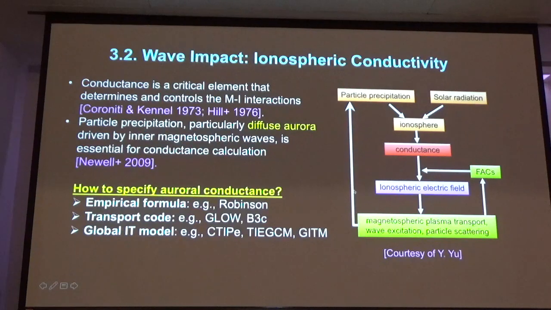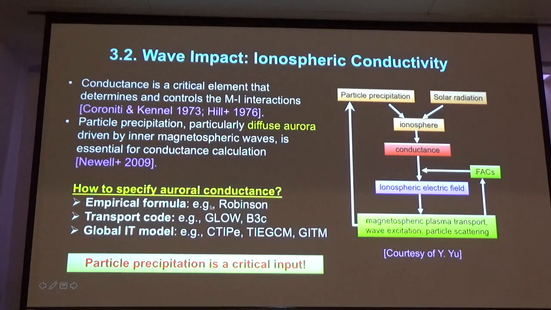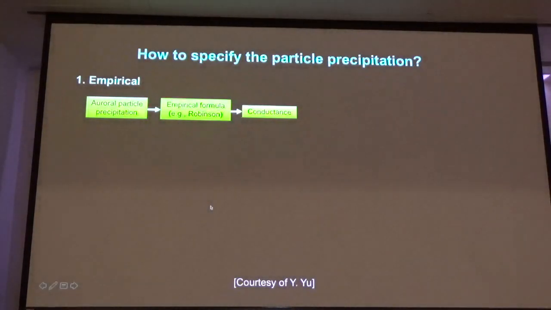And then the next question is how to specify the aurora conductance. There are three different methodologies used in the community, including the empirical formula, transport code, and a global IT model. All of those models need the particle precipitation as a critical input. So the next challenging question is how to specify the particle precipitation. There are also three different approaches, and the first one is the empirical method.